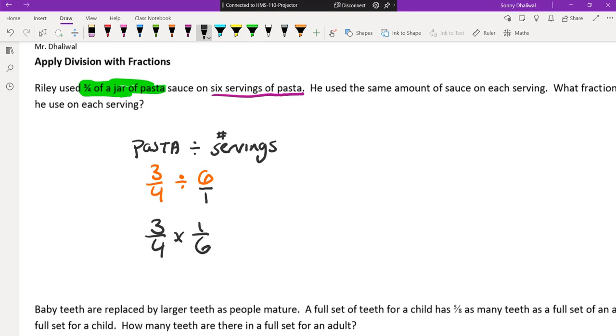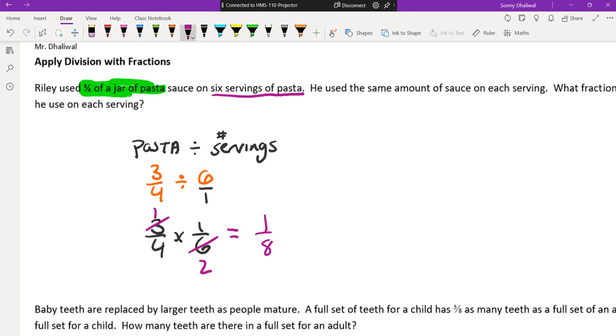Is there any simplifying that we can do? Adam? 6 and the 3. Divide those by 3, right? And so you got a 1 and a 2. Is there anything else? No. That's it. So what does that equal? 1 over 8. So now, what does this 1 over 8 mean? You use an eighth of the jar for each serving.